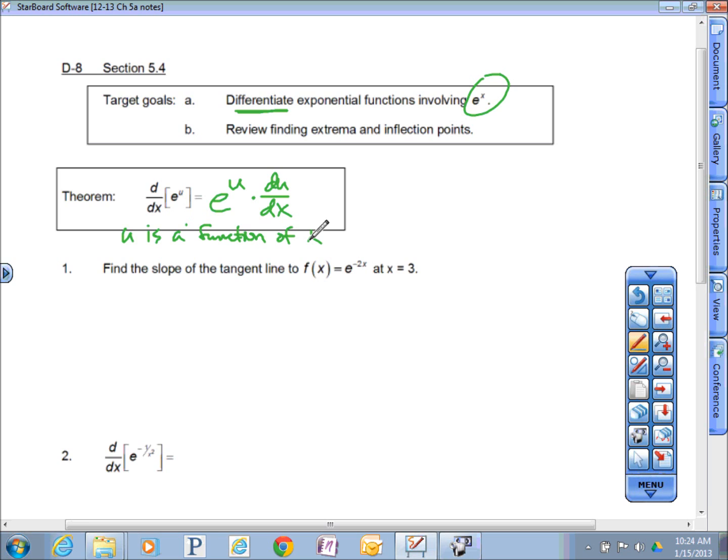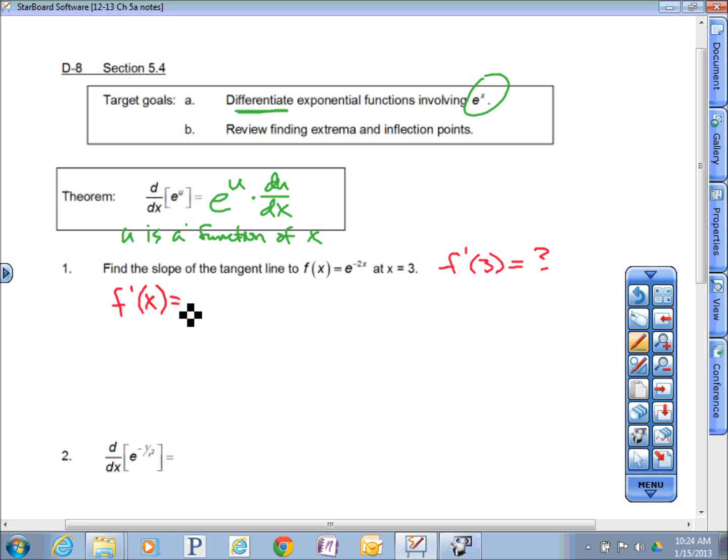If I want to find slope of the tangent line, I'm ultimately going to need a derivative. So what we're really looking for here is f prime of 3. That's what we ultimately want in order to find the slope of that tangent line. So let's take the derivative. So the derivative of this function, f prime of x.